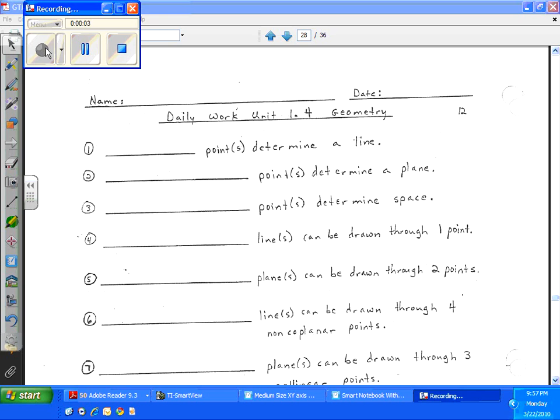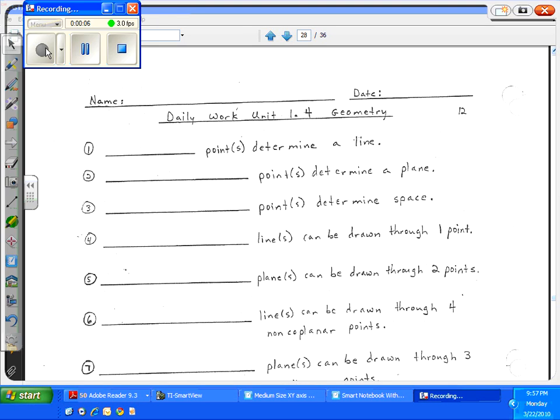Daily work unit 1-4. Blank points determine a line. And we got to be kind of specific here. Remember that 1 point doesn't determine a line. There's infinite lines that can be drawn through that 1 point. But if we plot 2 points, only one line contains them. And so we would say that 2 points determine a line.